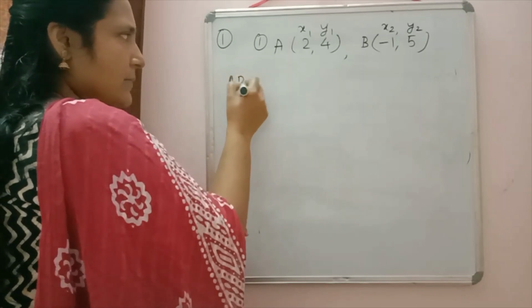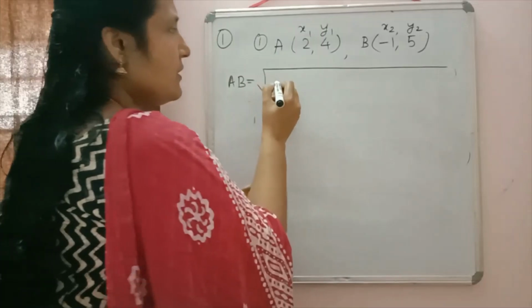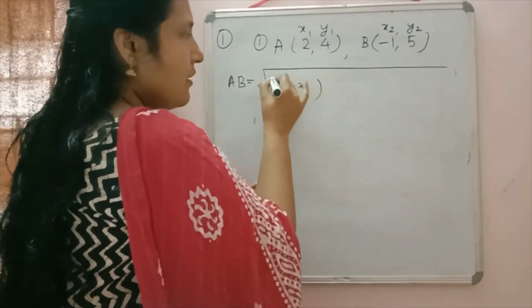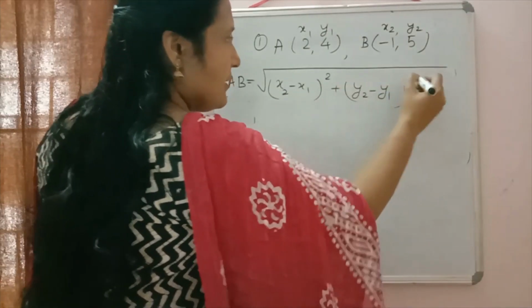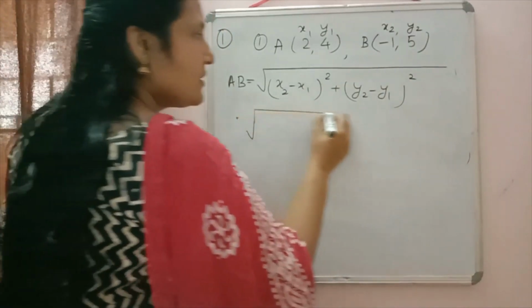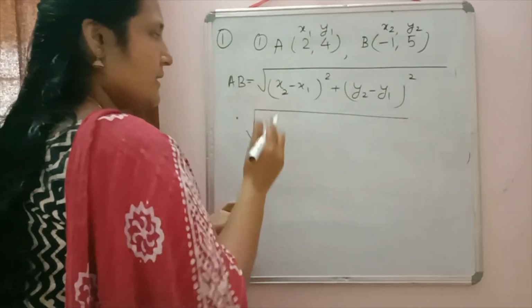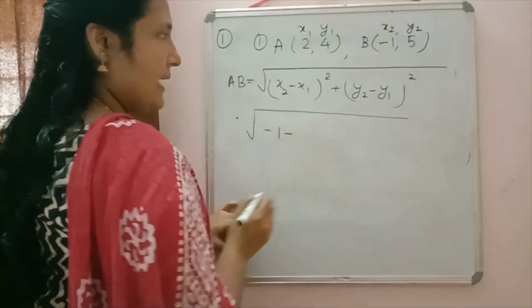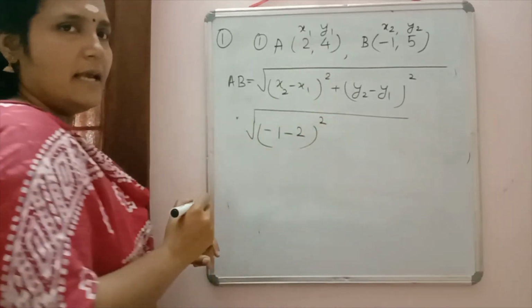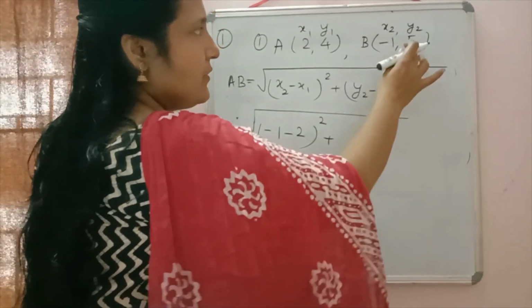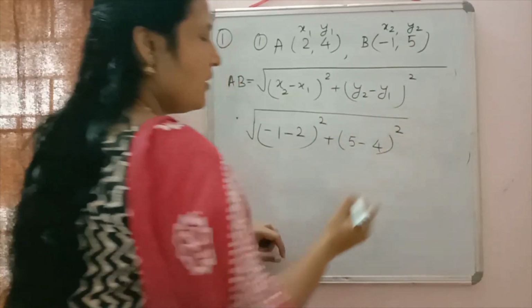Now write down the formula 1 or 2 times, then it will be easy for you to learn it. AB is equal to, the formula is square root of x2 minus x1 the whole square plus y2 minus y1 the whole square. Now we'll substitute the values. What do we have in place of x2? Minus 1. Substitute here. Minus 1 minus, in place of x1 we have 2. So minus 1 minus 2 the whole square plus y2, that is 5, minus y1, which is 4, the whole square.